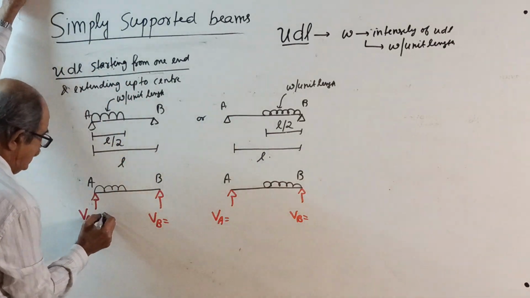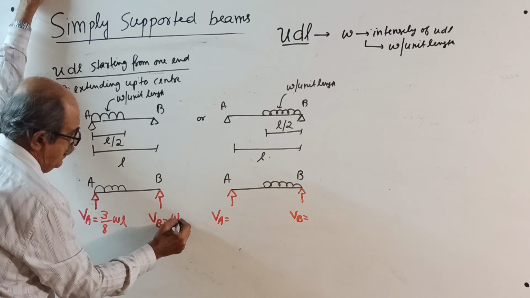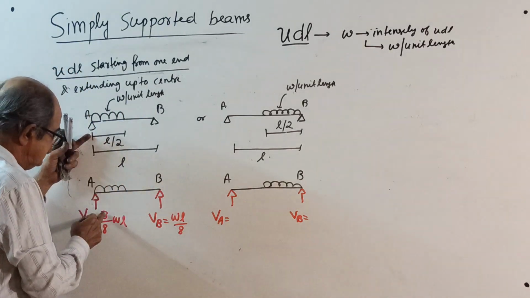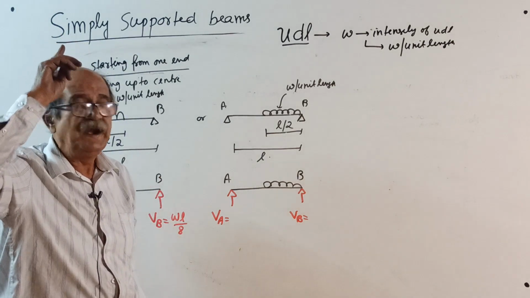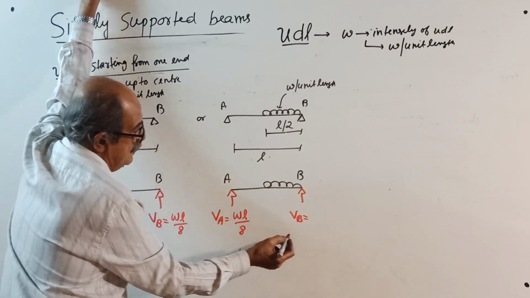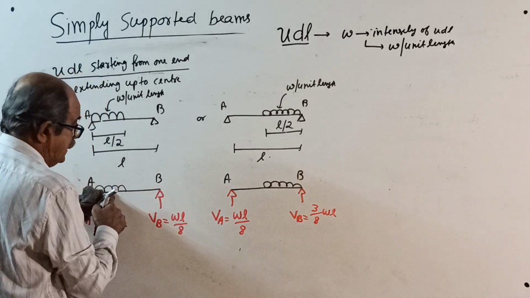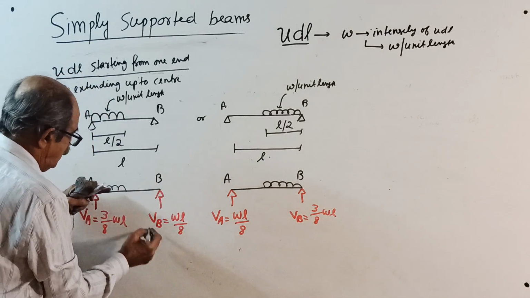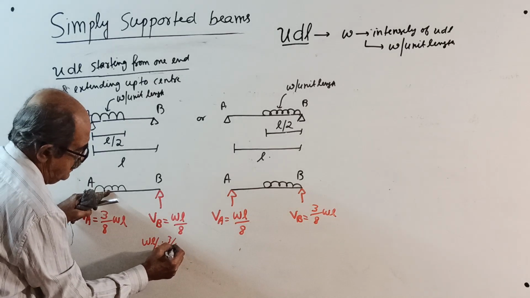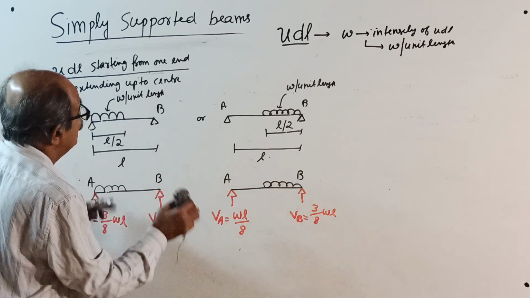So this reaction will be 3 by 8 WL. This will be WL by 8 or 1 by 8 WL. This is where load starts, 3 by 8 WL. Earlier class I told it. Here this will be 1 by 8 of WL. This will be 3 by 8 of WL. WL by 2 into this reaction if you want. WL by 2 is the total load into other distance, 3 by 4 of L divided by L. 3 into 4 is 8. But that I won't do. This all explained. Okay, this is over.